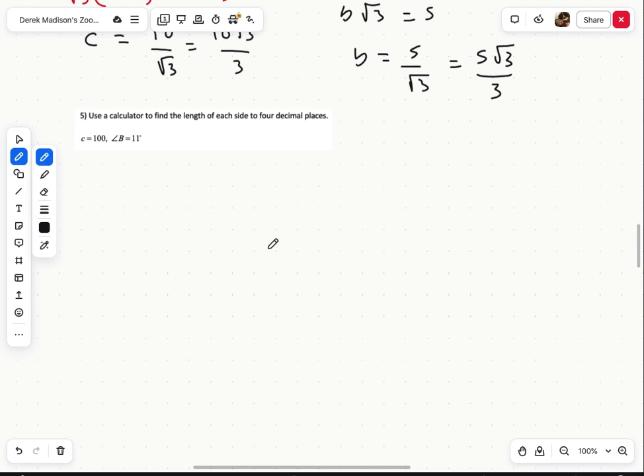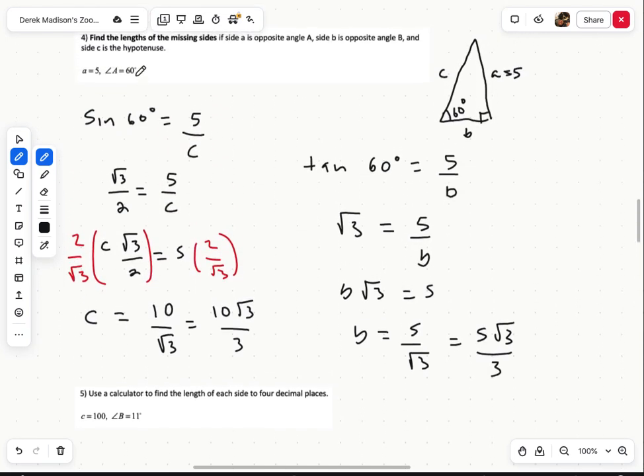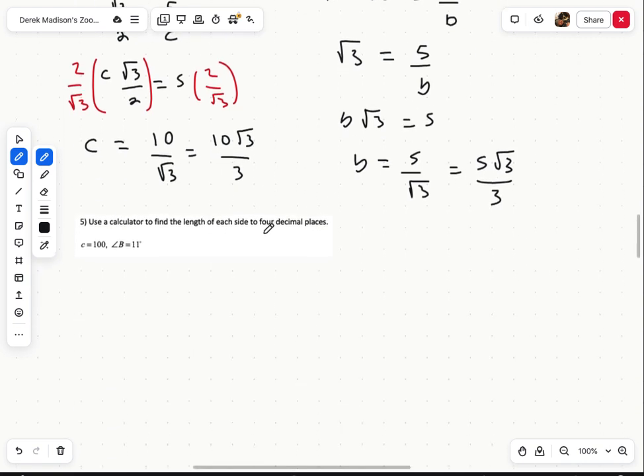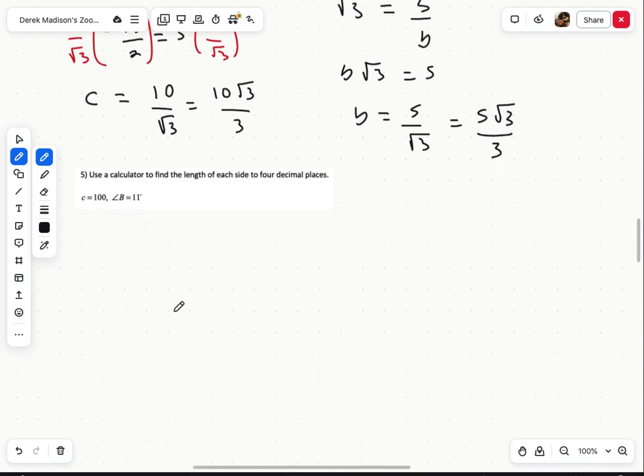Number 5 is kind of the same idea. With this one, again, when they give you a 60 or a 30 or a 45, they're probably going to be looking for the exact solution like I did on this one. When they want an approximation, you'll see in the directions, give your answer to so many decimal places.